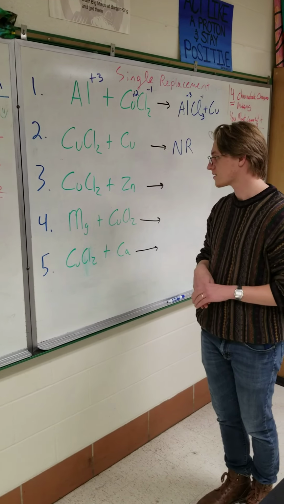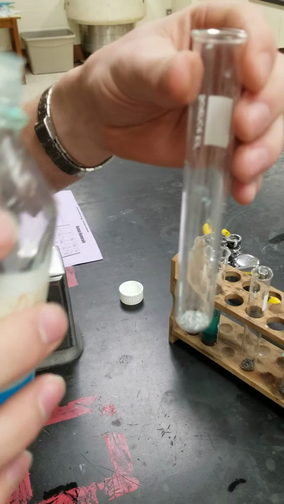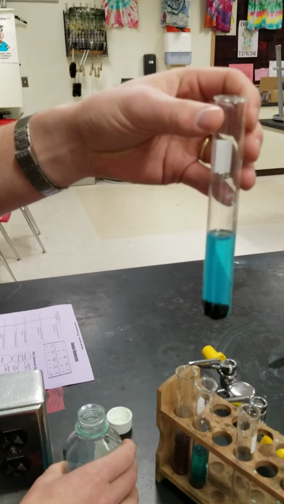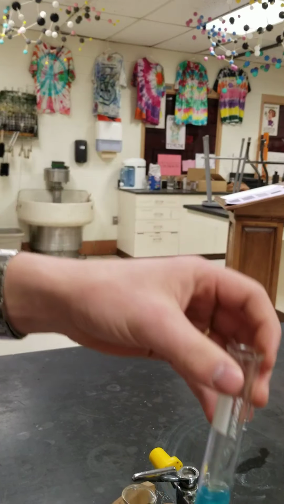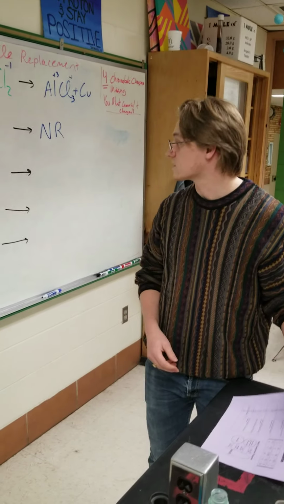Third one, copper chloride, and now we're doing zinc. So here's our zinc, here's our copper chloride again. What do we see? Notice how it's darker. Looks slightly different. A little bit of heat, so you can feel some warmth. This one's reacting slower, but it's still going to react.